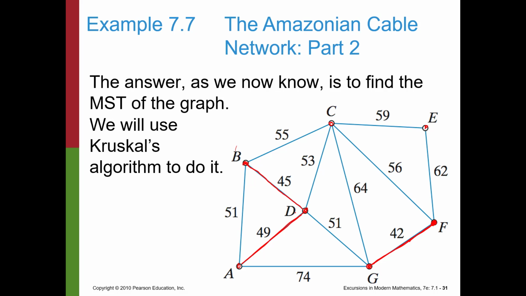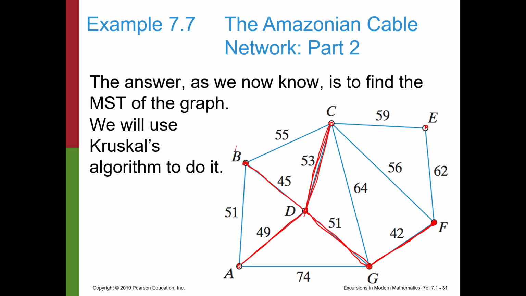It looks like the next cheapest one is over here at 51, but that would close the circuit, and a tree cannot have circuits, so we cannot use that one. But there is another 51 over here, and this one does not close a circuit. So we can use that one. And then after 51, there's a 53 here, which does not close the circuit. And so we can use that one. We have 1, 2, 3, 4, 5. We just need one more.